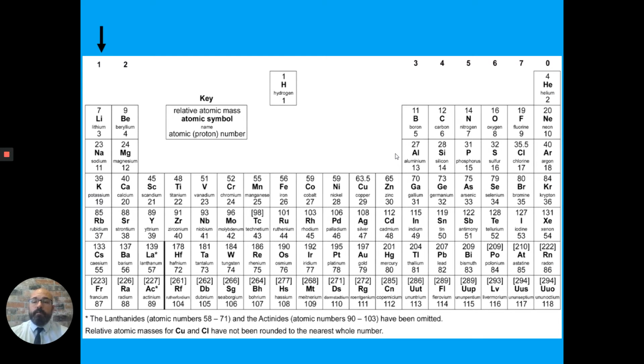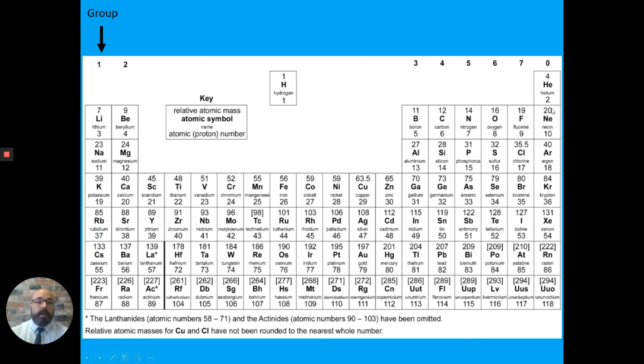So the first thing to look at is this here. This is the group numbers along the top, 1 through to 7 and then 0. So group 1, all the elements in group 1, that basically tells us that everything in group 1 has 1 electron in its outside shell. So for example, by the same rule, everything in group 7, they all have 7 electrons in their outer shell.